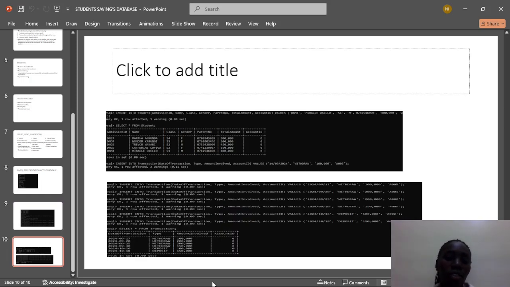Then the transaction table would include the admission ID, the name, the date of the transaction, the type of the transaction. Is it a withdrawal, a deposit, or a saving? Then the amount involved in the transaction. Then the account ID will be the foreign key, which will enable us to link all these tables to the main table, being the one for the account.